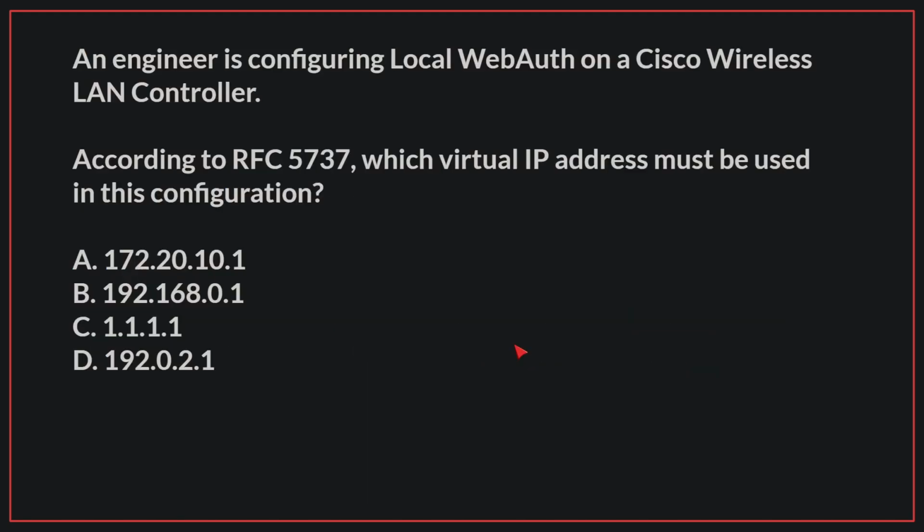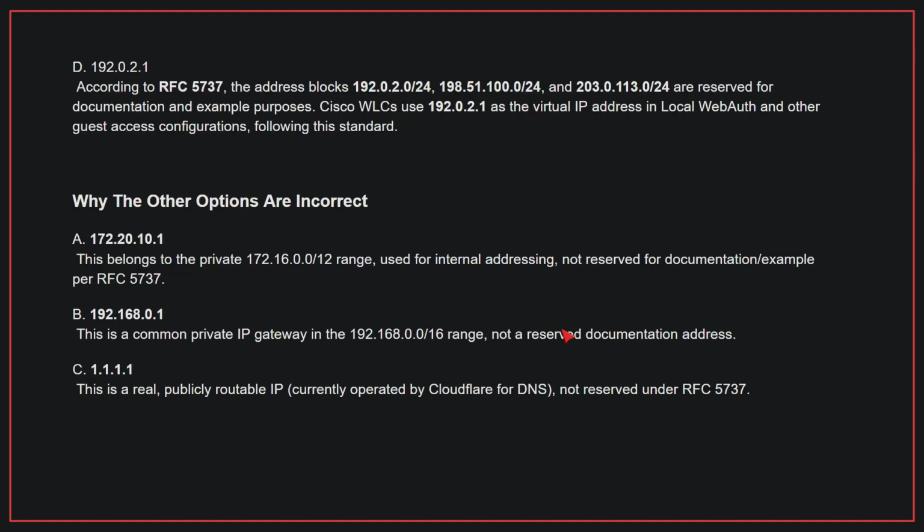An engineer is configuring local WebAuth on a Cisco wireless LAN controller. According to RFC 5737, which virtual IP address must be used in this configuration? The correct answer is D. 192.0.2.1. According to RFC 5737, the address blocks 192.0.2.0/24, 198.51.100.0/24, and 203.0.113.0/24 are reserved for documentation and example purposes. Cisco WLCs use 192.0.2.1 as the virtual IP address in local WebAuth and other guest access configurations following this standard.